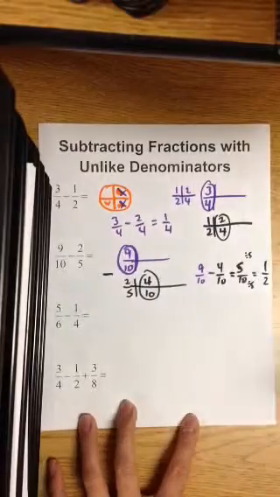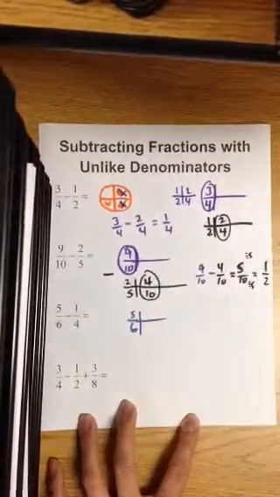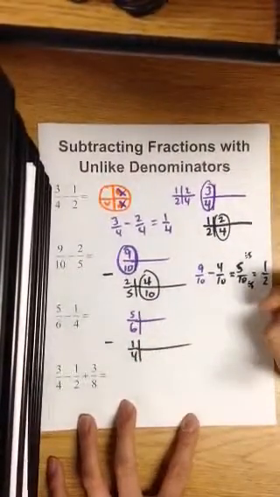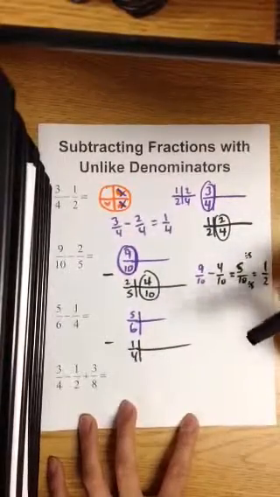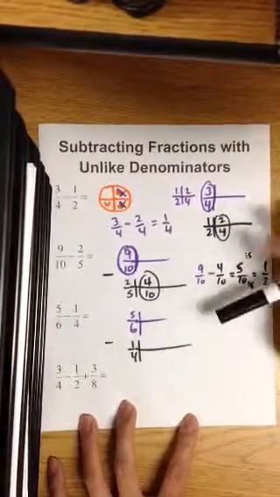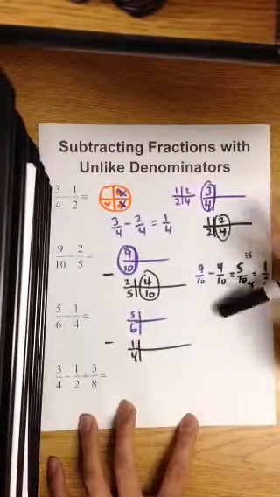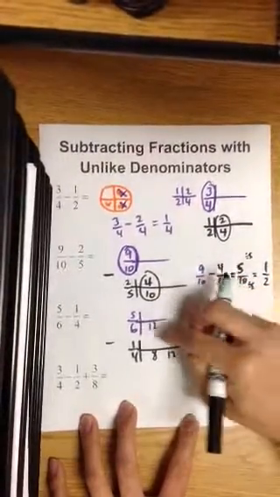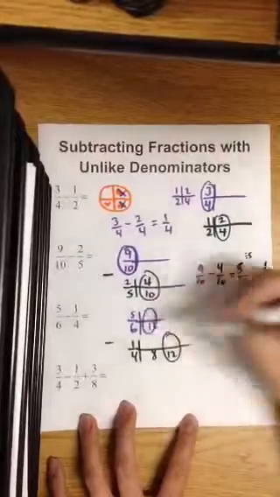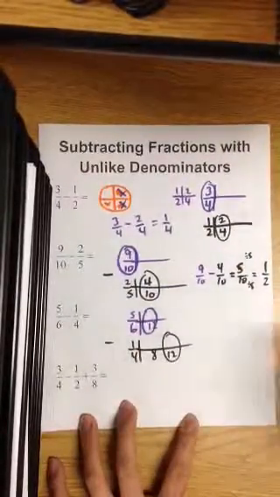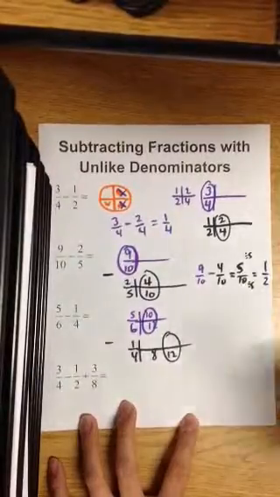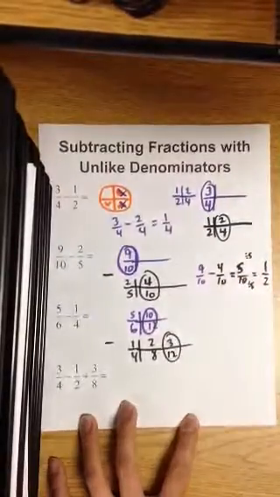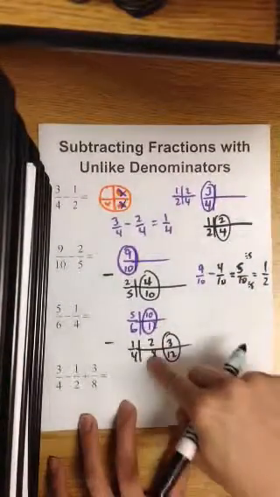Next example. 5/6 minus 1/4. What do 6 and 4 share in common? 24? Is there something smaller? 12? I think it's 12. Let's see. 6, 12. 4, 8, 12. So they share the common denominator of 12. So let's rename 5/6. 5/6 can be renamed as 10/12. 1/4 can be renamed as 2/8, sorry, 1/4 is 3/12.